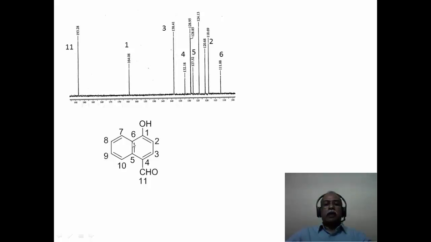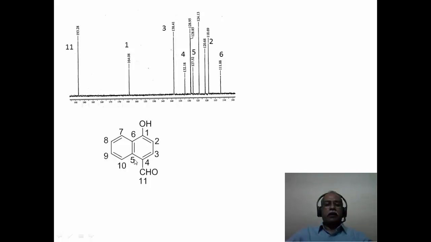Peaks 5 and 6 can be interchanged. This is adjacent, ortho to the hydroxy functional group. That is why I have put 6 as the lowest delta value and 5 at a higher delta value, around 127, and 6 at 111 ppm or so. The 6, 7, 8, 9 peaks can be arranged between the CH peaks that are seen here.